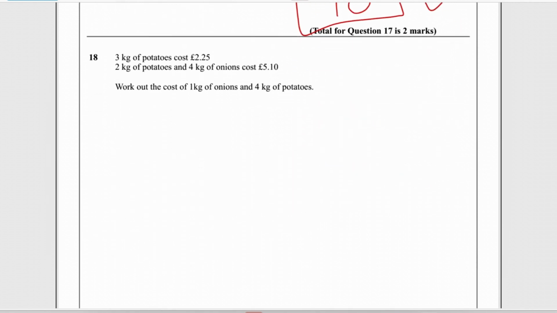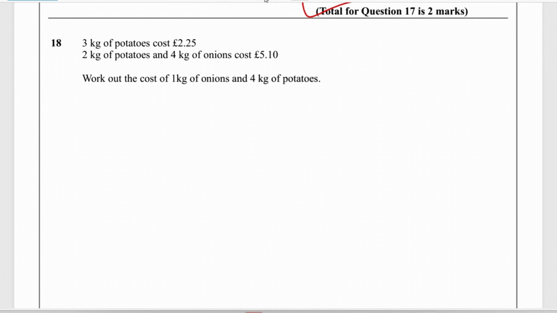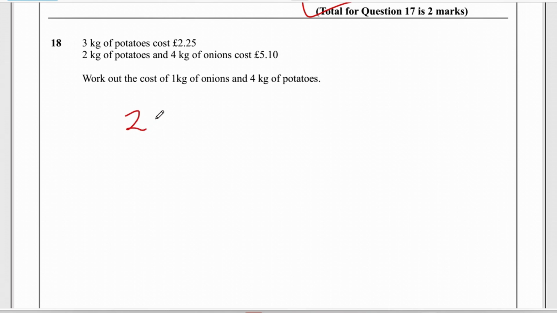Okay, we move to question 18. 3 kilograms of potatoes cost 2.25. So to get the price for 1 kilogram, you divide. You always go right, divide by left. So you take the 2.25 and divide by 3, which most of you can do easily. When you divide 2.25 by 3, that will give you 0.75. So 1 kilogram of potatoes is 0.75.